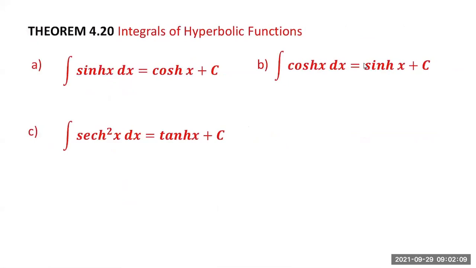All right, let's move on. We have another three formulas here. Integrals of hyperbolic functions. The indefinite integral of hyperbolic sine x is equal to hyperbolic cosine x plus c, and the indefinite integral of hyperbolic cosine x is equal to hyperbolic sine x plus c, and the indefinite integral of hyperbolic secant squared x is equal to hyperbolic tangent x plus c. Okay. All right, let's move on.